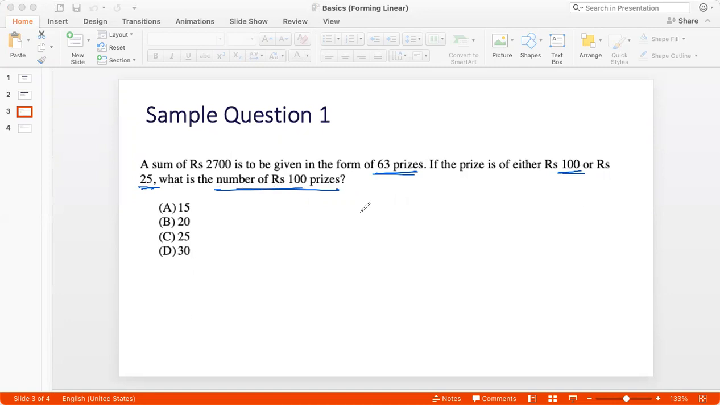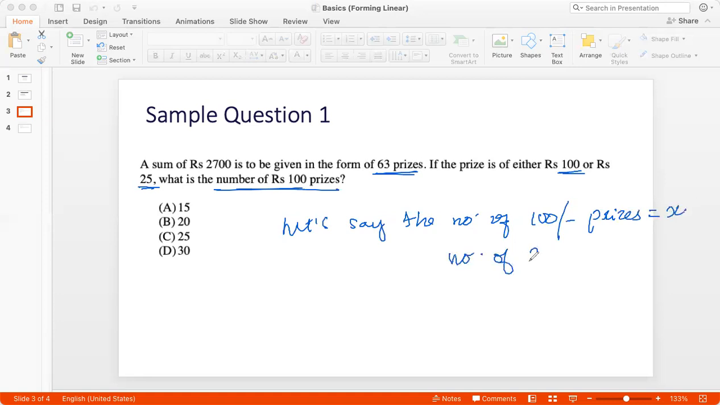So here we would have a system of simultaneous linear equations. Let's say the number of 100 rupee prizes is X, and the number of 25 rupee prizes, let's say that number is Y. So the number of 100 rupee prizes is X, and the number of 25 rupee prizes is Y. And there are a total of 63 prizes. So X plus Y should be 63. That's my first equation.